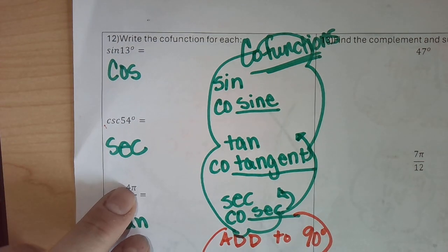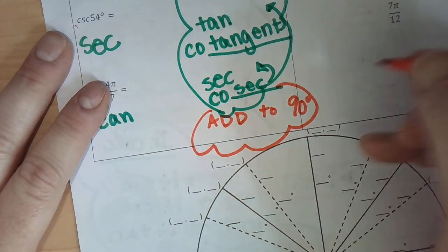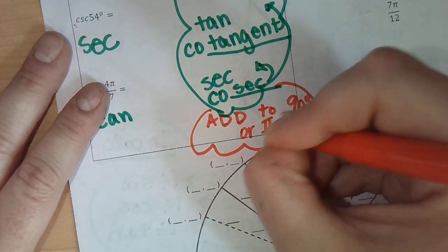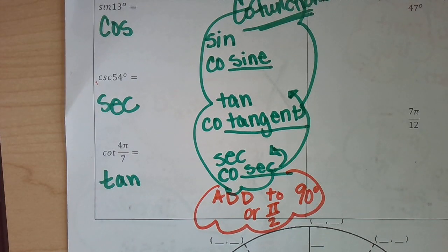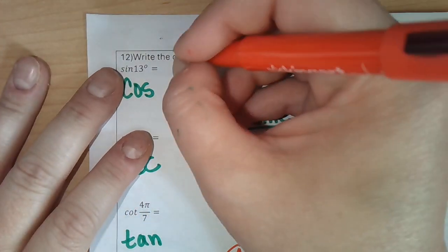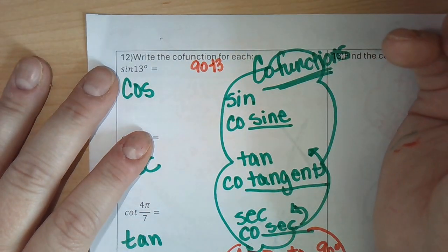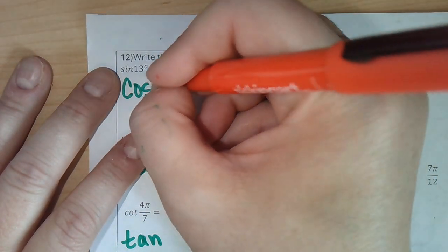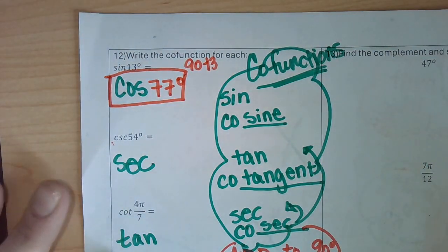And in a minute, we're going to have this pi. So let's remember that 90 is also pi over 2. Okay, so we have to figure out what adds up to 90. Another way to do that is to say what subtracts from 90. So let's do 90 minus 13, and that's 77 degrees. Hey, there's my cofunction. Cosine 77 degrees.